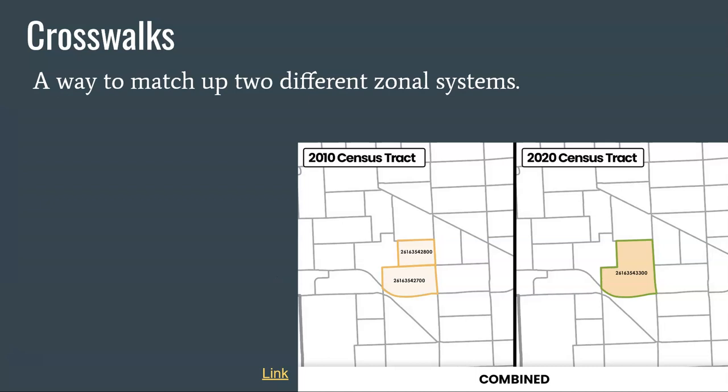This is a short video to talk about how crosswalks work as a way to compare two different zoning systems in GIS. We're going to use NHGIS data and crosswalks to do this, census data, National Historic GIS data, and do a quick walkthrough of the whole process. So what are crosswalks? Crosswalks are a way to compare zonal systems.